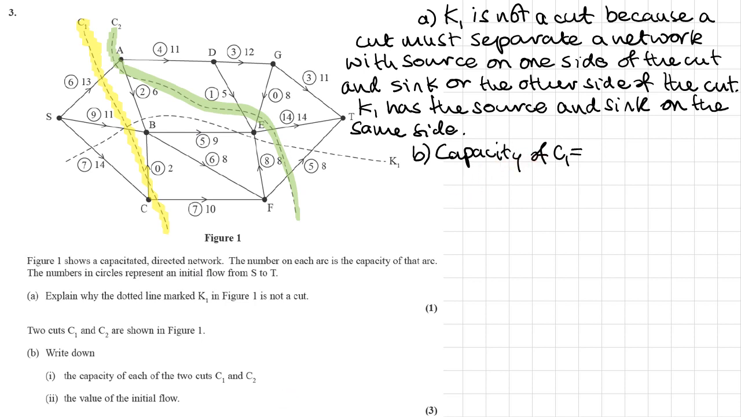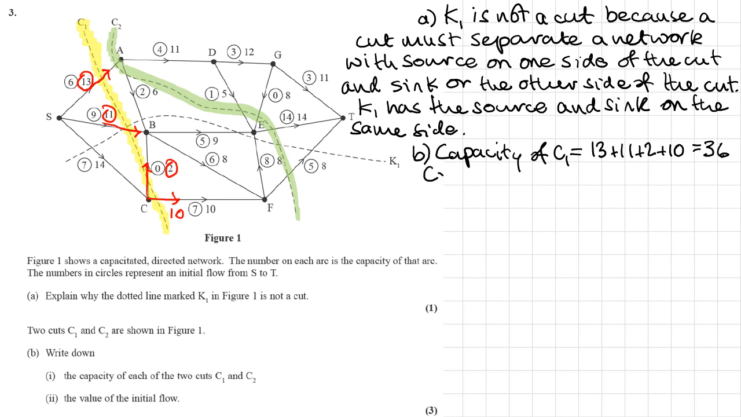So we want the total capacity of the arcs flowing from source to sink. So we have 13 here, and then here 11, and then here we have 2, and here we have 10. So we just need to add those up. So it's going to be 13 plus 11 plus 2 plus 10, which gives a value of 36.